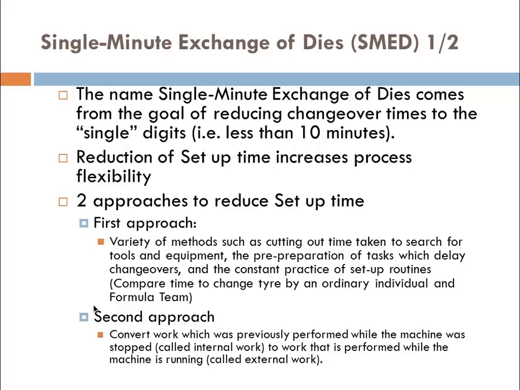How to achieve setup reduction? There are 2 approaches. The first approach: compare the time it takes you to change the tire, for example, on your car, with the time taken by a Formula 1 team. Changeover times that improve by a factor of 20 may be hard to imagine, but consider a simple example of changing a tire. For many people, changing a single tire can easily take 15 minutes. But for a NASCAR pit crew, changing 4 tires takes less than 15 seconds. Imagine, less than 15 seconds.